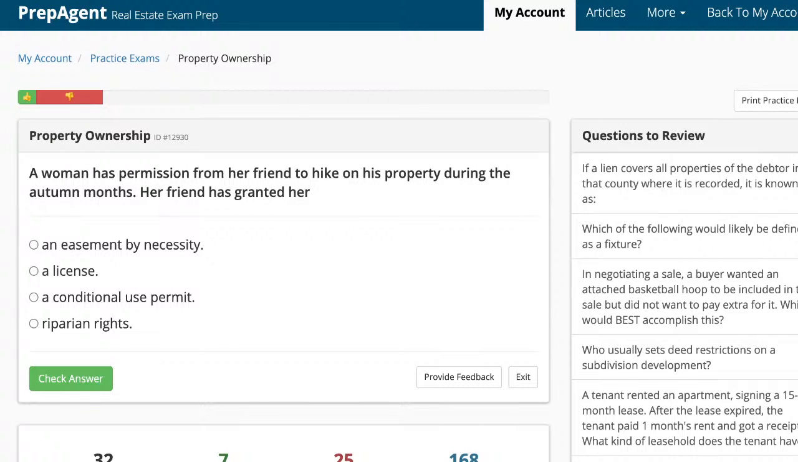Okay, I hope you guys enjoyed that. A woman has permission from her friend to hike on his property during the autumn months. Her friend has granted her A, an easement by necessity; B, a license; C, a conditional use permit; or D, riparian rights. And that is a license.